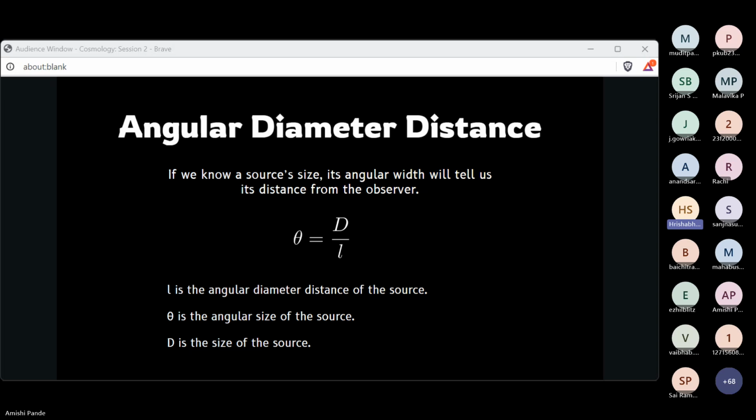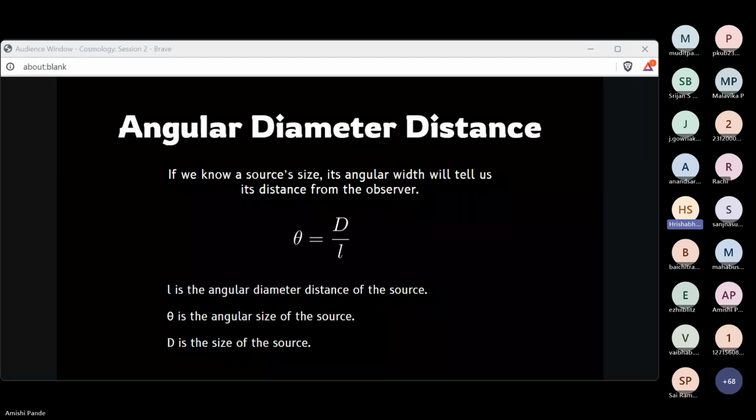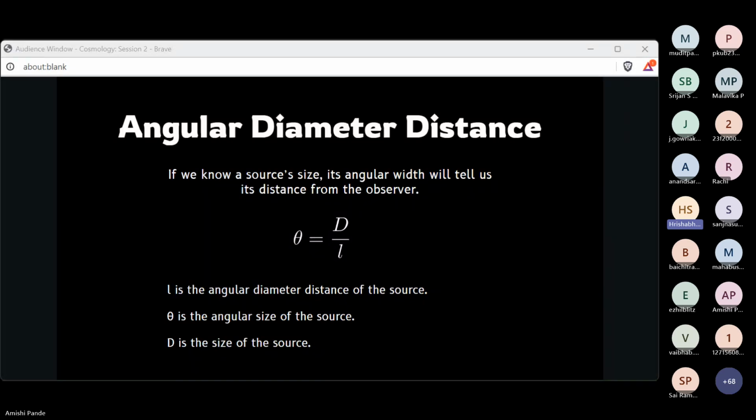And we saw angular luminosity distance. There's another thing called angular diameter distance. I won't go too much into this because we are not covering this in our session, but you can read about it. It is another way of finding distance to certain objects. You can read about it when the slides are shared with you. Amish, you can move to the next slide.